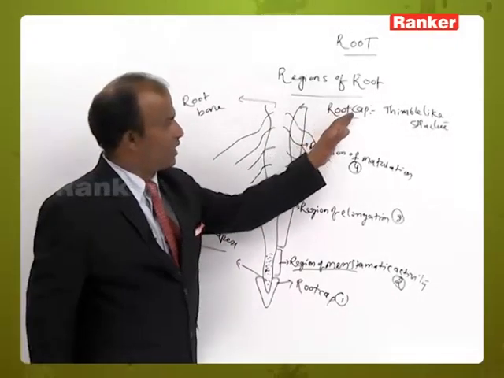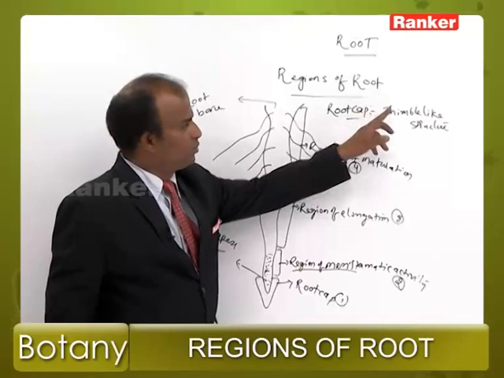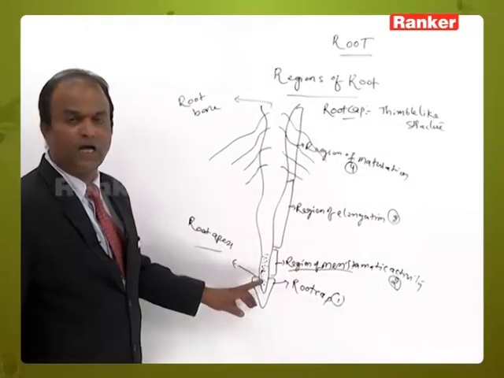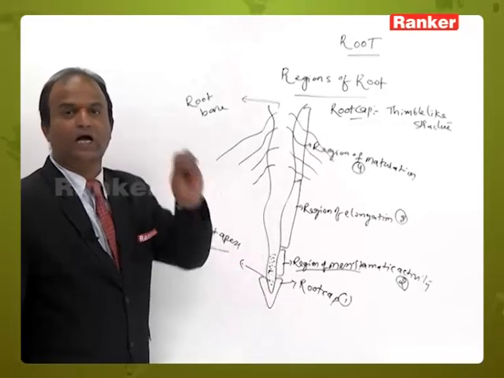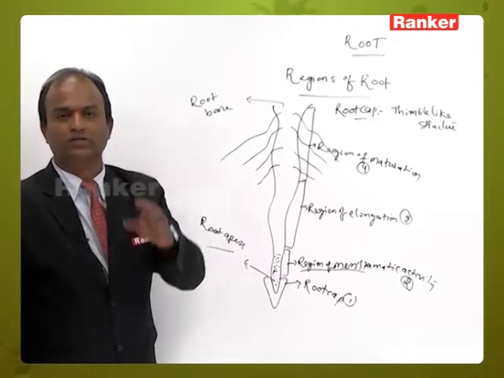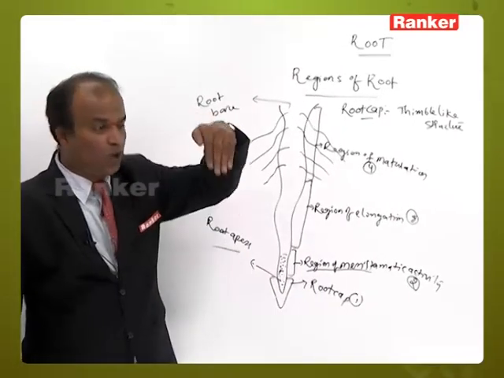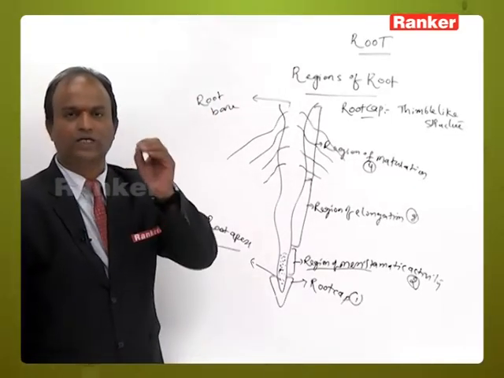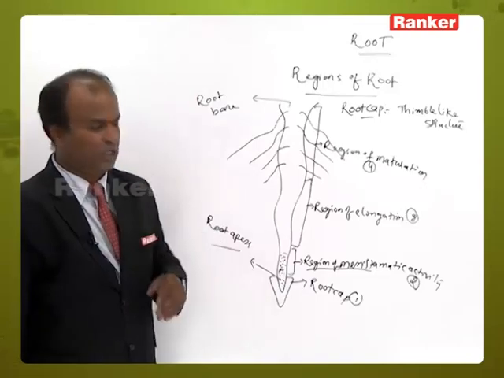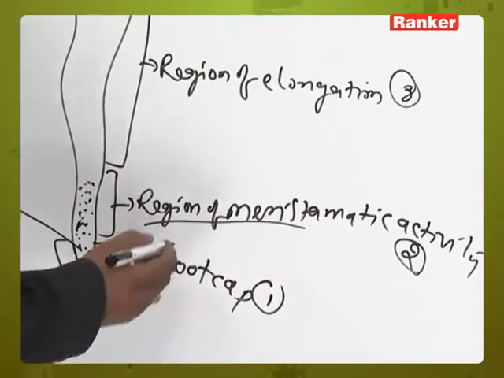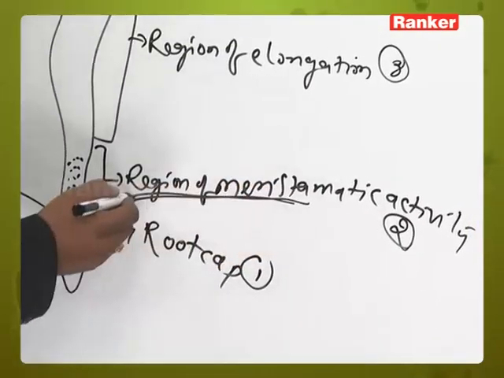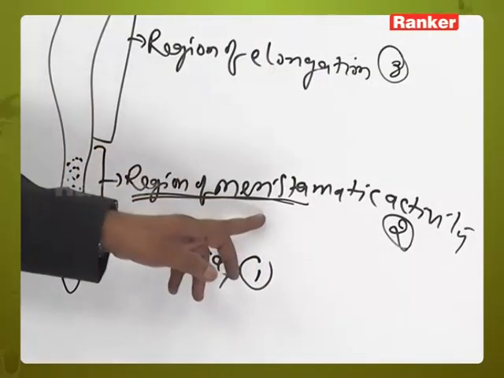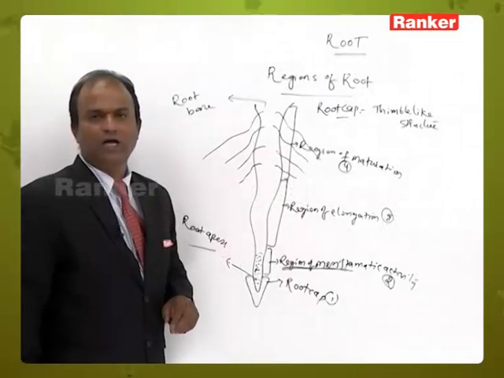Of that, the first part, that is nothing but root cap. Root cap forms a thimble-like structure which covers the root apex and protects the root apex, and it helps in lubrication, due to which the root grows vertically into the soil. And what is the region few millimeters above the root cap? That is nothing but region of meristematic activity.